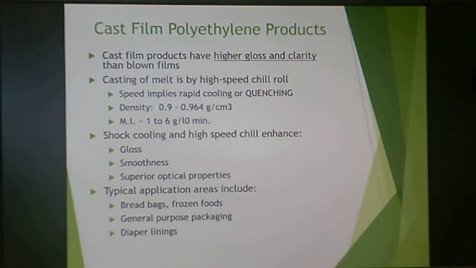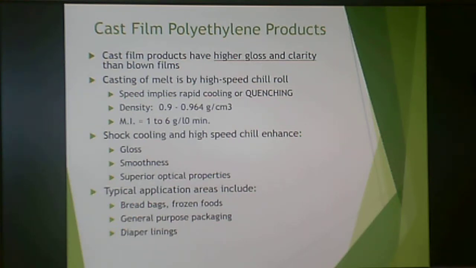Cast films are not blown films. Cast films have higher gloss and clarity than blown films. Casting of these films is often done on a high-speed chill roller, and basically the material is cast onto a roller and it's run very, very fast. And so the speed implies rapid cooling, and then it quenches it. That's how you get the clarity out of semi-crystalline polymers, through that quenching.